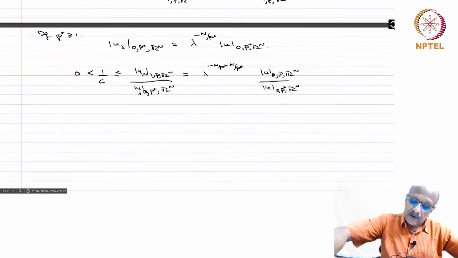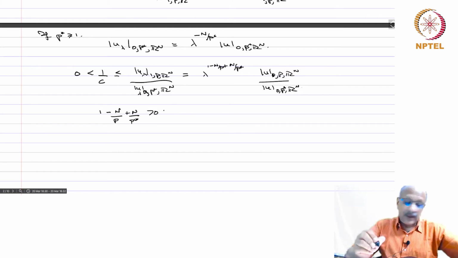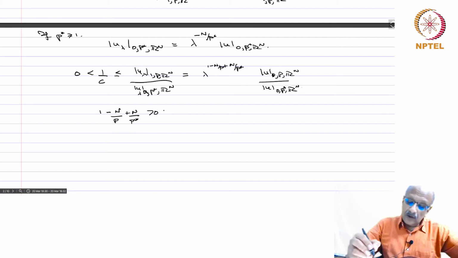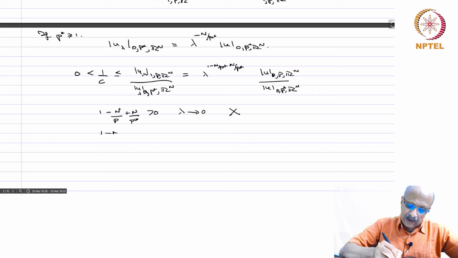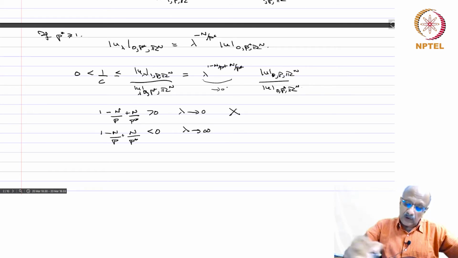Now let us look at this number 1 − n/p + n/p*. Suppose this number is positive. Then you let λ go to 0, so this will go to 0, and therefore you will not be able to get this inequality. It will violate the inequality because it is bigger than or equal to 1/c, which is strictly positive. So you get a contradiction. If 1 − n/p + n/p* is less than 0, then you let λ tend to infinity, then again this quantity will go to 0, and you will once more get a contradiction.